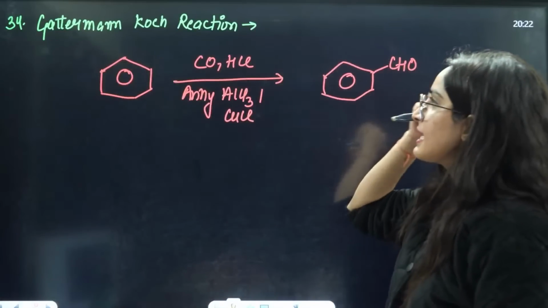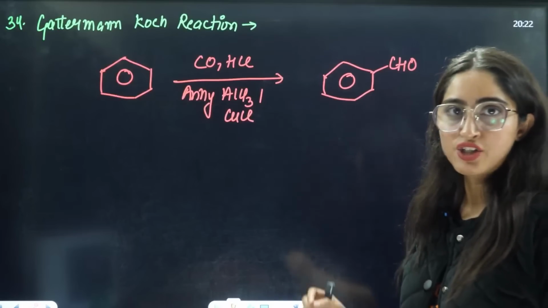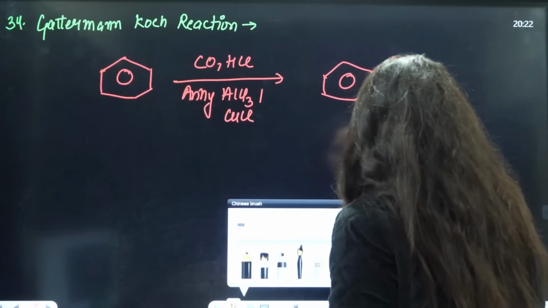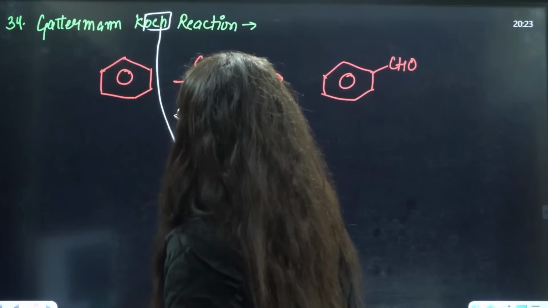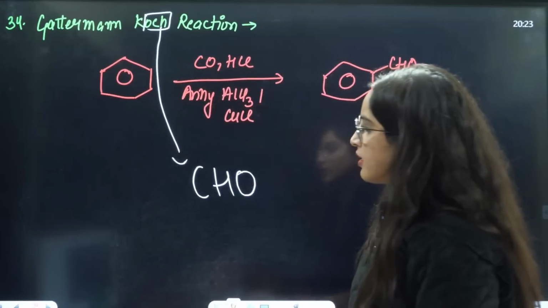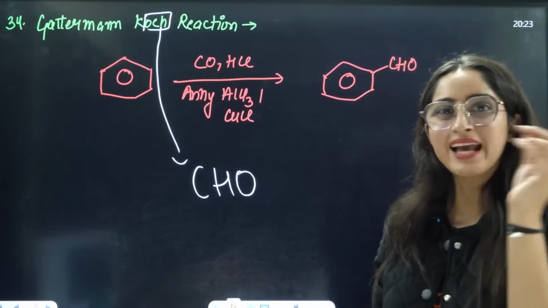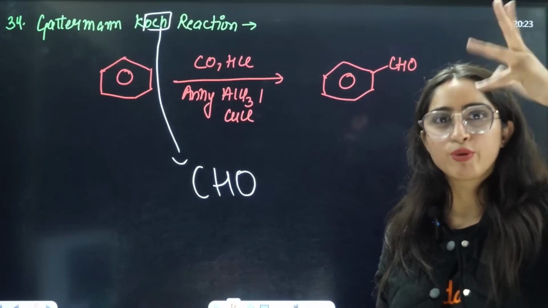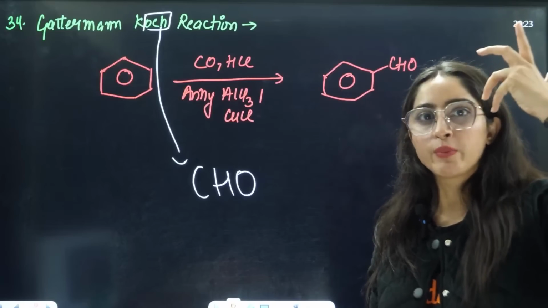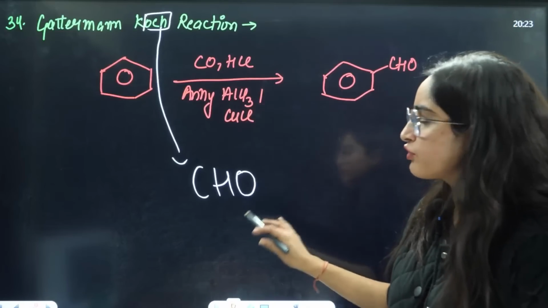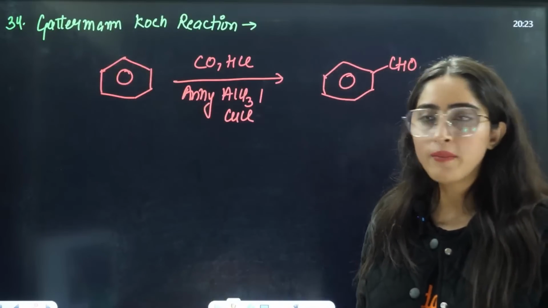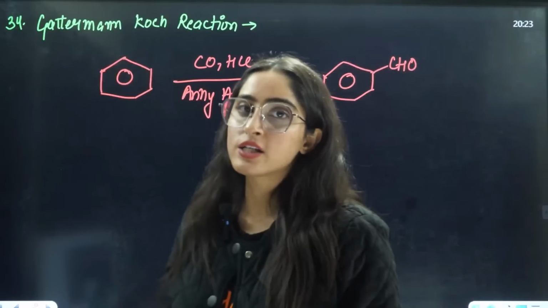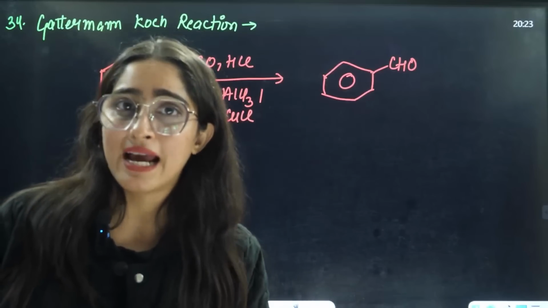Now, let us see Gattermann-Koch reaction. Just remember this with Koch: OCH, by this you can say CHO. So you can just remember this thing. In Gattermann you had chlorobenzene, bromobenzene from diazonium chloride. But in Gattermann-Koch you have the formation of benzaldehyde.